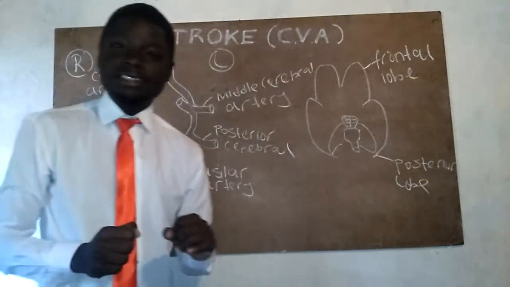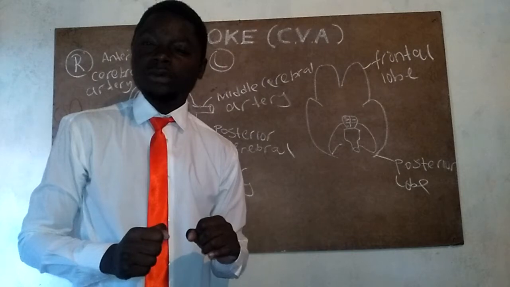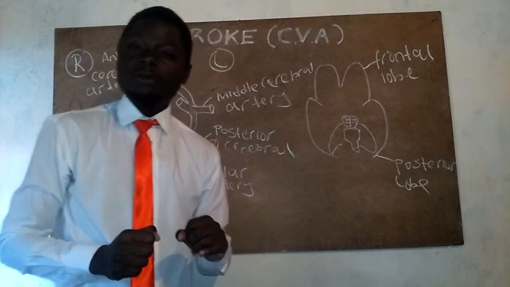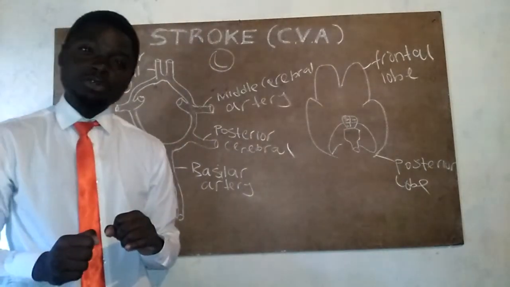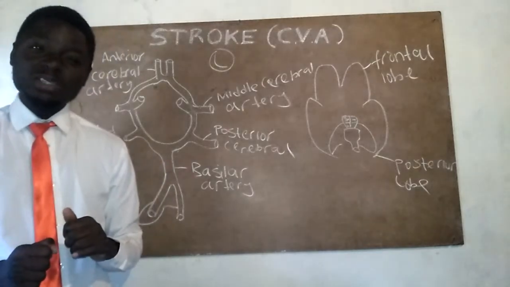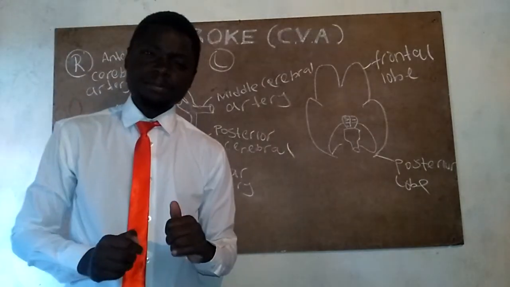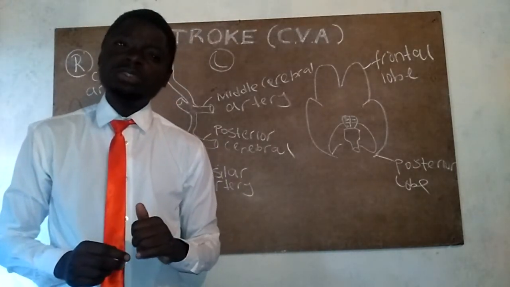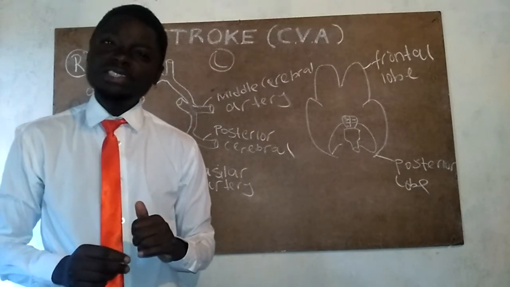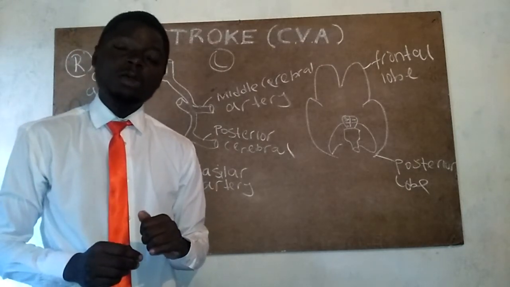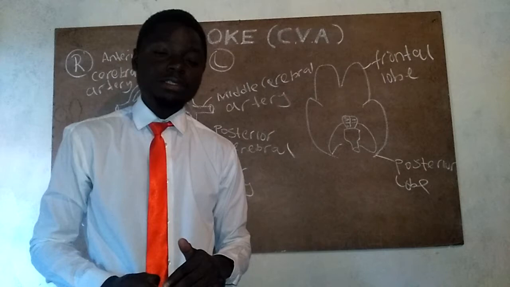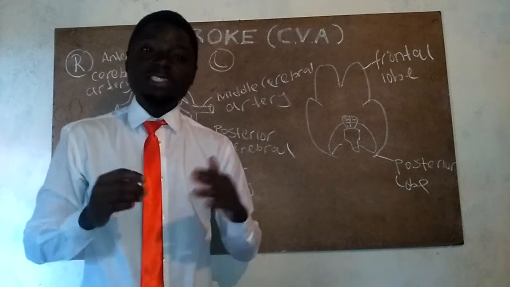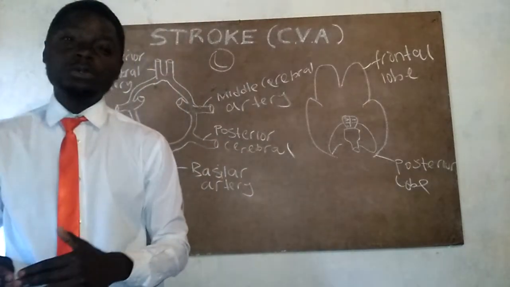Now that we understand how the blood flows through the brain, we are going to our definition of stroke, because stroke is a sudden impairment of the blood flow to parts of the brain or the brainstem within 24 hours or less than 24 hours. That's what stroke is. It's just a sudden interruption of the blood flow to the brain.